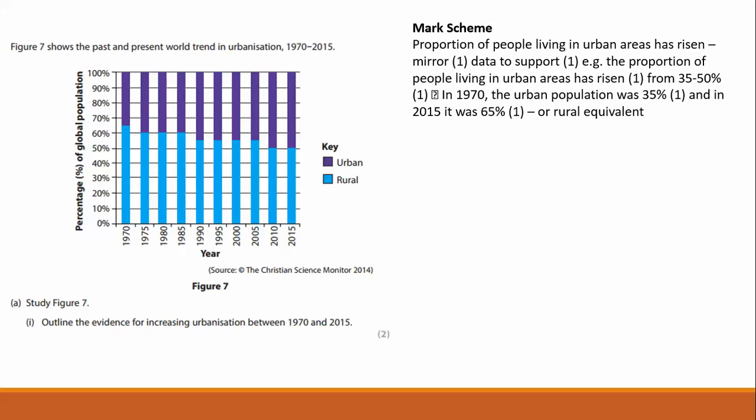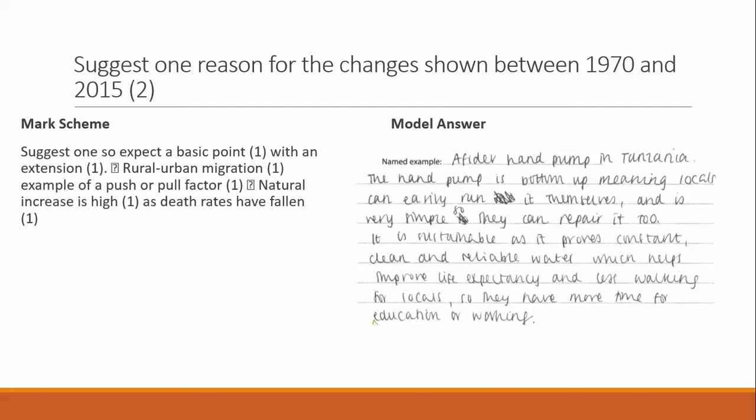You can see on the right there that there's some evidence of an example and how those marks were achieved. Fairly straightforward question, just make sure that you use the data to support you. Next bit, explain why. There was two reasons. Ignore the model answer on the right, it's wrong. There's two reasons behind why.